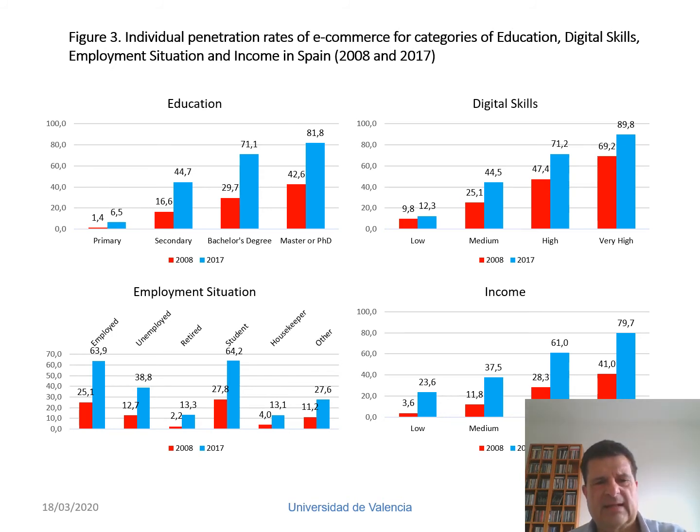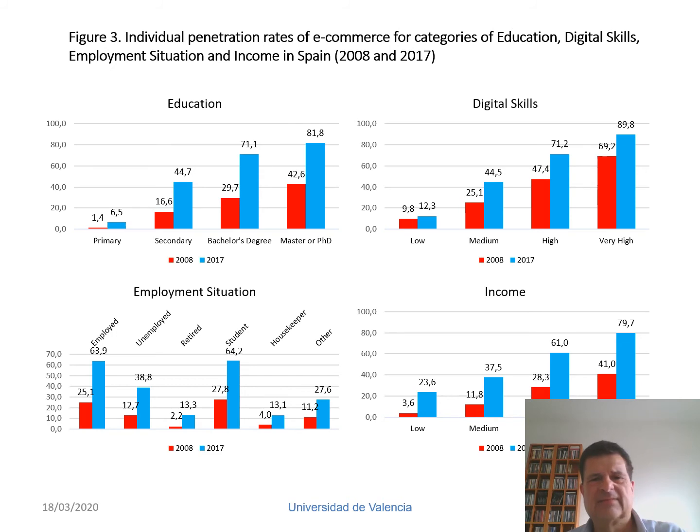You see that for education there is an educational gap, and the gap continues a long time. For the digital skills, there is also a big gap between low and very high values of digital skills, and the gap continues a long time. And also, if you look at income, you see that there is an income divide, as it is called, and the income divide continues happening a long time, as you can see visually.